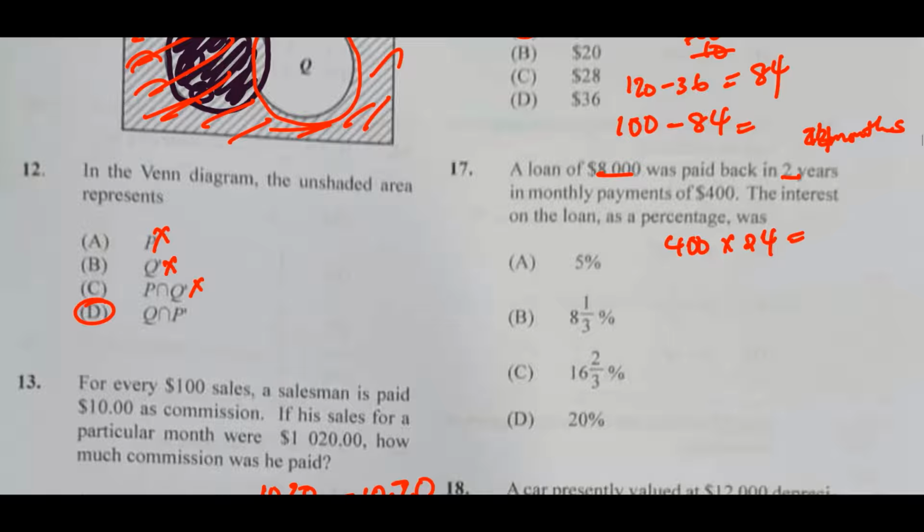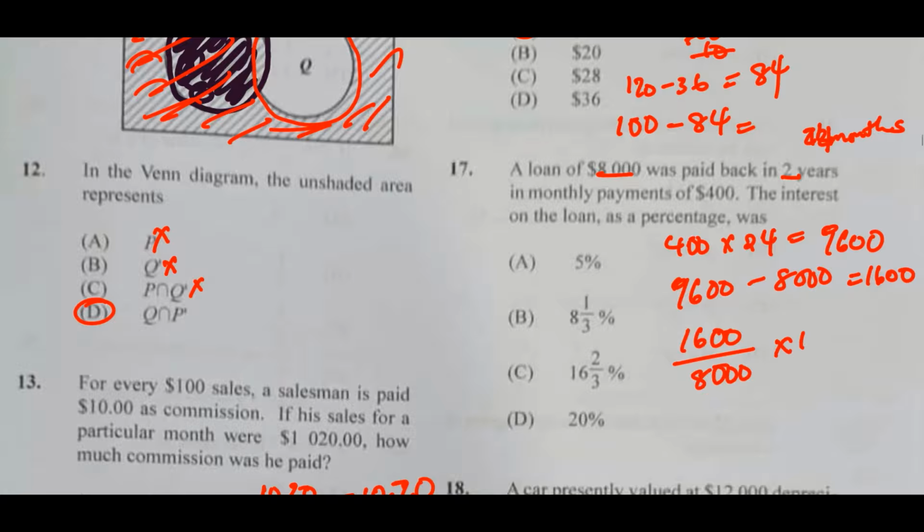Let's work it out quickly. That gives me 9,600. So this is the amount that they pay back after the 2 years. And then the initial amount that was borrowed was 8,000. So 9,600 minus 8,000, and that gives me 1,600.